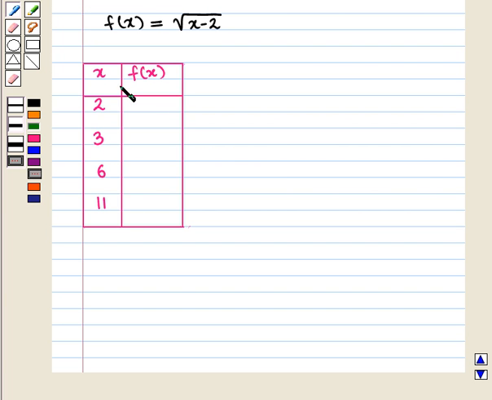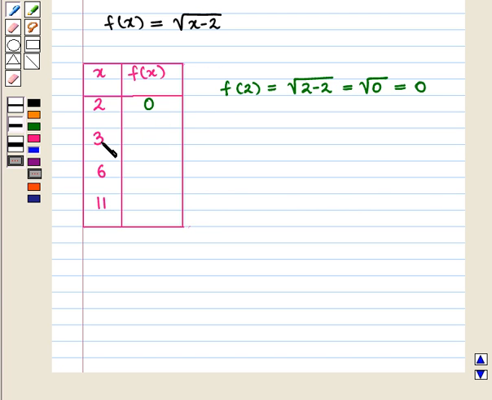In this table, in the first column, we have taken x values which are greater than or equal to 2. So we have taken 2, 3, 6 and 11. Now we shall find the values of f of x for the corresponding values of x. For x is equal to 2, f of 2 will be equal to square root of 2 minus 2, that is square root of 0, which is equal to 0. So for x is equal to 2, f of x is equal to 0.